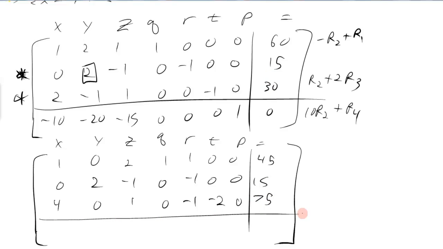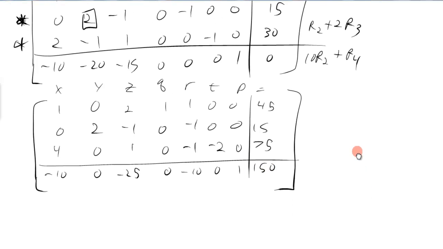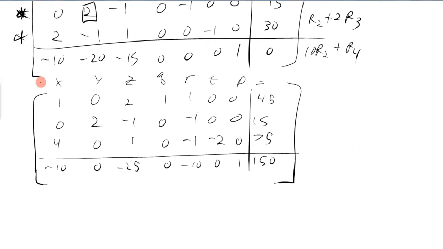Okay, now for the bottom row. 10 of this plus that. So 10 times 0, 0, plus that, -10. 20, 0. 10 of those, that's -10 plus -15, that makes -25. 0, -10, 0, 1, 150.